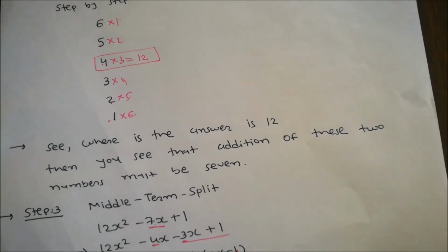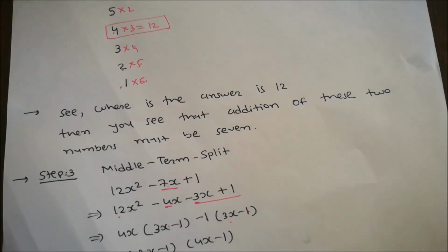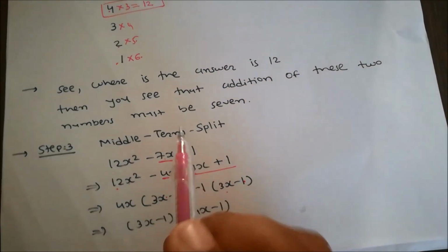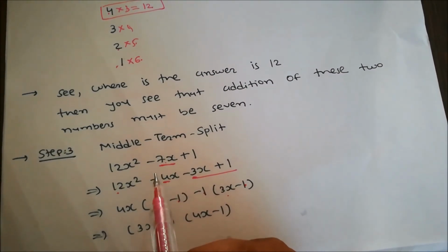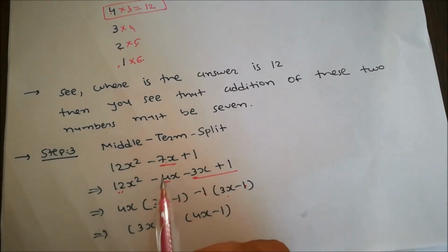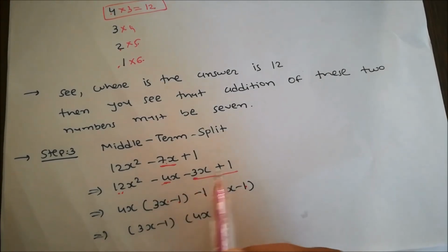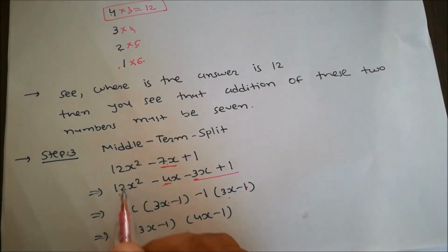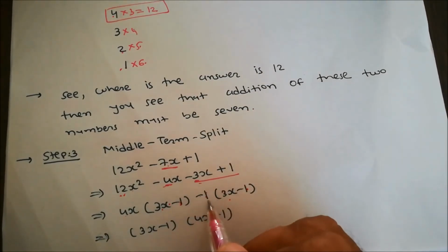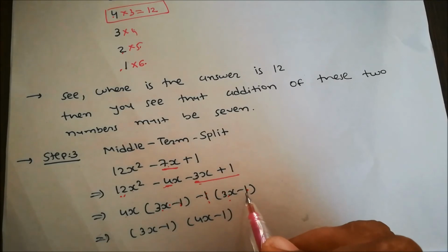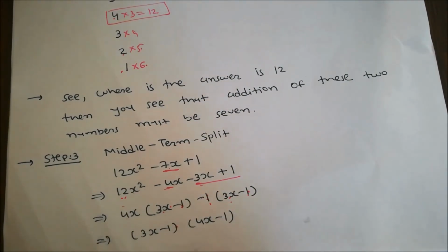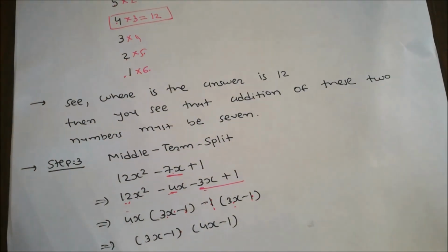In the next step, middle term split. The quadratic equation given is 12x² − 7x + 1. For the middle term 7, we got the answer 4 into 3. So write 12x², and in place of −7x we write −4x − 3x + 1. Take 4x common: in bracket 3x − 1. And taking −1 common: in bracket 3x − 1. So 3x − 1 and 4x − 1 are the factors of this given quadratic polynomial.